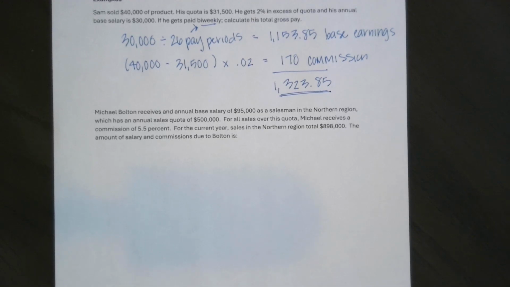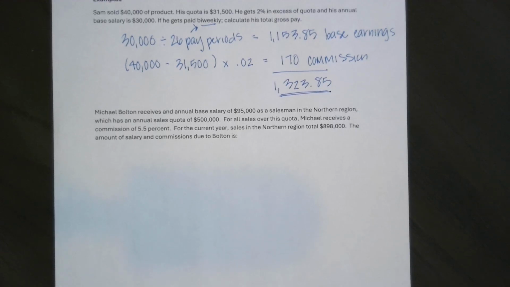Last one, Michael Bolton receives an annual base salary of $95,000 as a salesman in the northern region. Annual sales quota is $500,000. For all sales over his quota, Michael receives a commission of 5.5%. For the current year, sales in the northern region total $898,000. The amount of salary and commission due to Bolton is what?